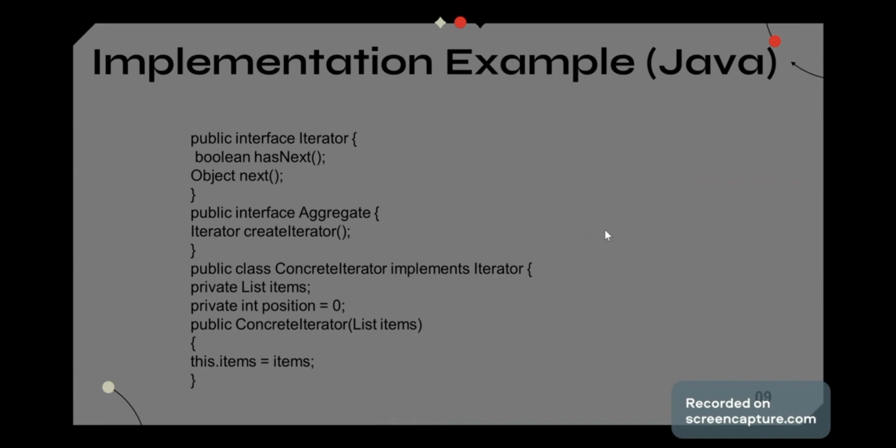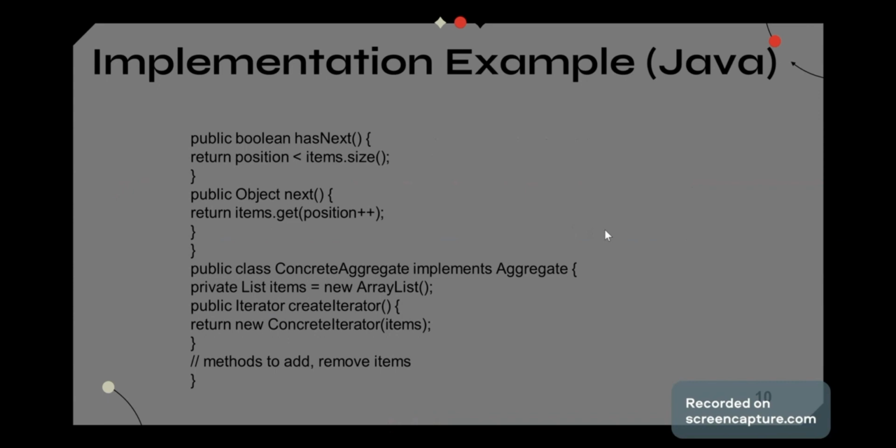And then we have the concrete iterator class, which implements the iterator interface, right? It takes a list of items during creation and keeps track of the current position in the list. It also provides the methods to check if there's another item. As you can see, it checks whether it has another item or not, and then it retrieves the next item in the next method.